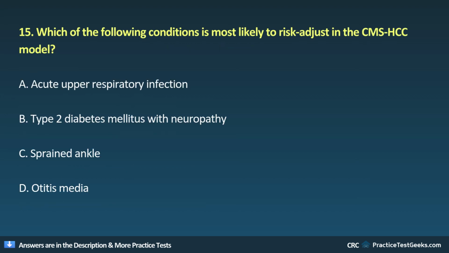15. Which of the following conditions is most likely to risk adjust in the CMS HCC model? A. Acute upper respiratory infection. B. Type 2 diabetes mellitus with neuropathy. C. Sprained ankle. D. Otitis media.